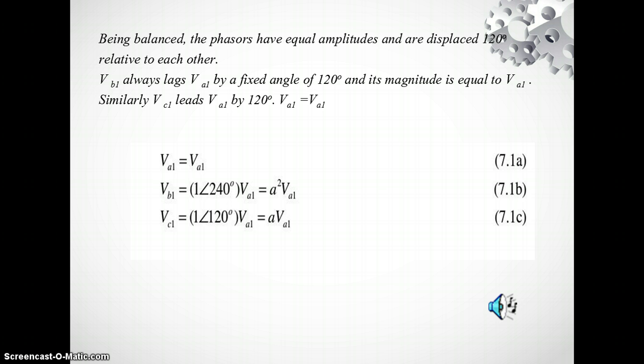Having known that, we can say that the vector VB1 will have a magnitude of 1 and be at an angle of 240 degrees from VA1. The vector VC1 will have a magnitude of 1 and be at an angle of 120 degrees with respect to VA1. Hence, we can deduce the formulae that the vector VA1 will be equal to VA1. The vector VB1 will be equal to A square VA1. The vector VC1 will be equal to A VA1.